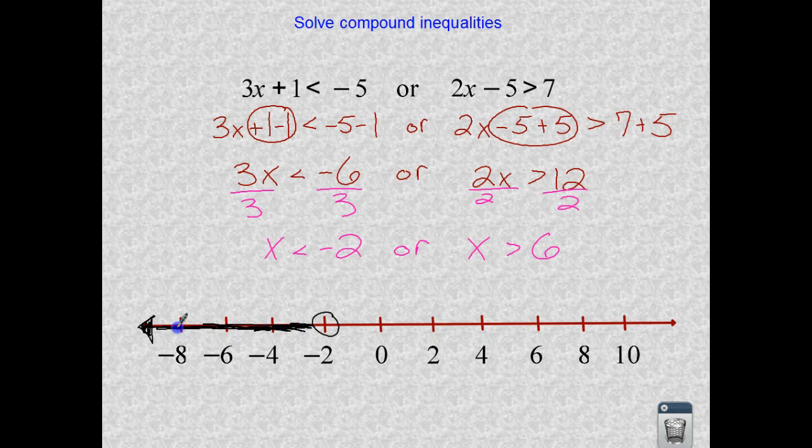Not including -2, it won't work in its own inequality. And then the second inequality says x is greater than 6, so open circle and the numbers bigger. So as you see, the inequalities happen to be going on at the same time, except they're going in opposite directions. So we call this an or, a union.